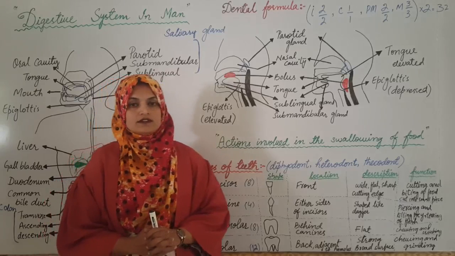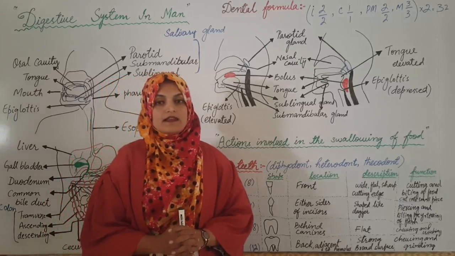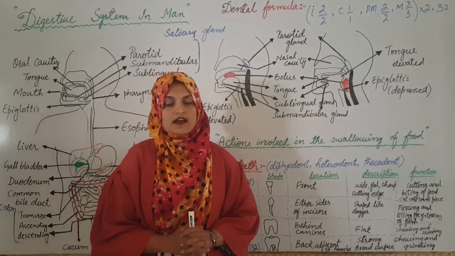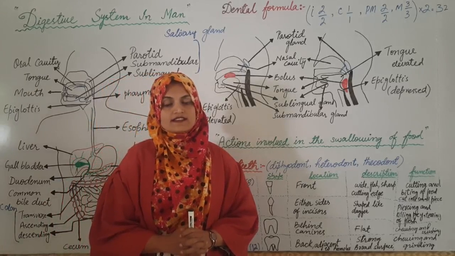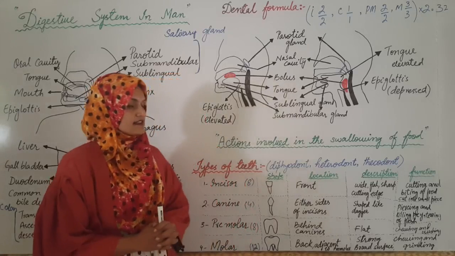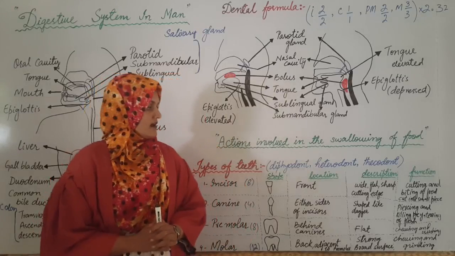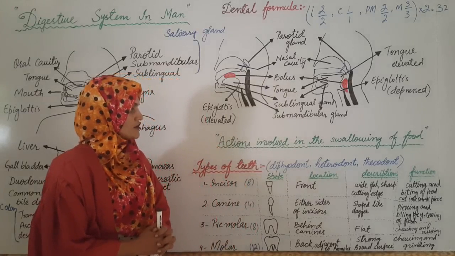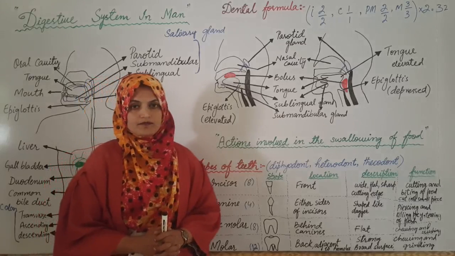What is thecodont? The teeth embedded within the gums. That's why it is termed as thecodont. So, the teeth present in man are diprotodont, heterodont and thecodont.